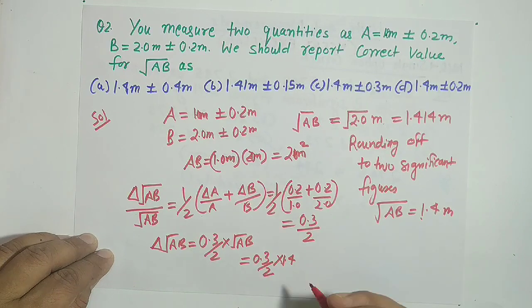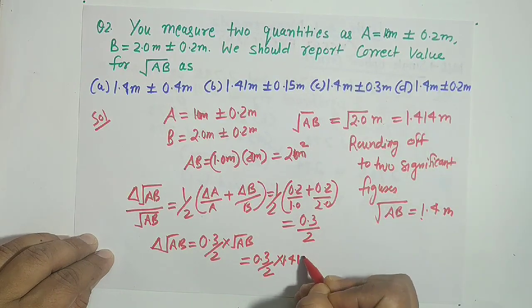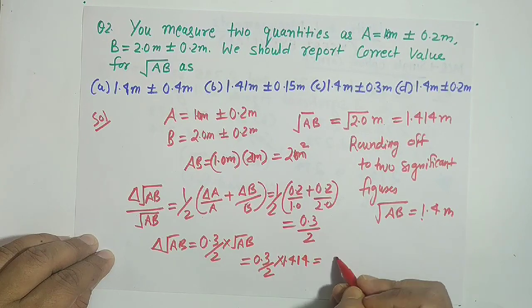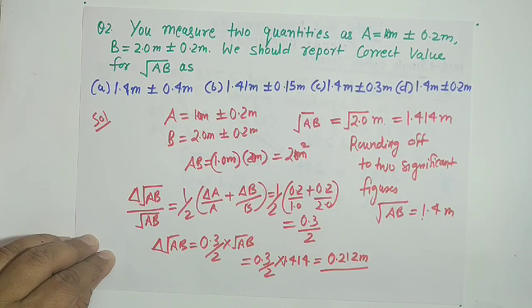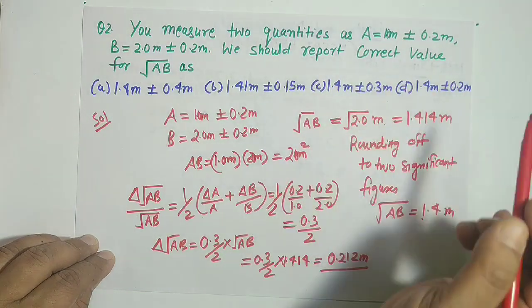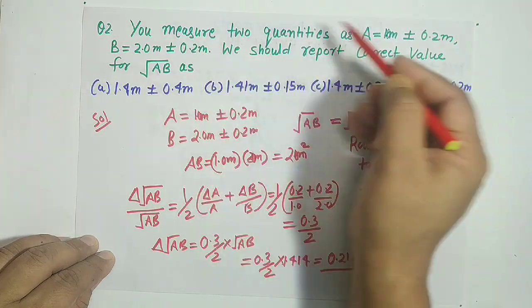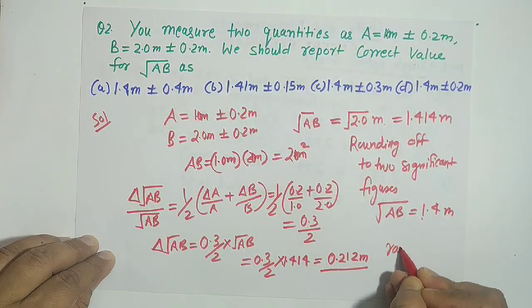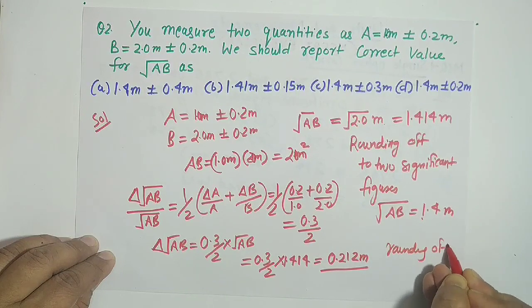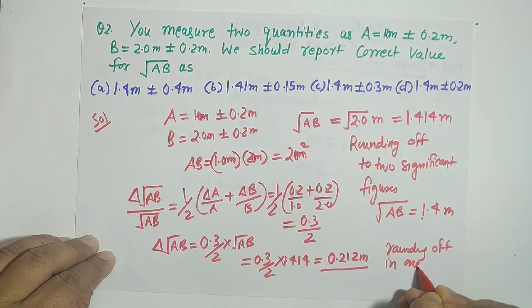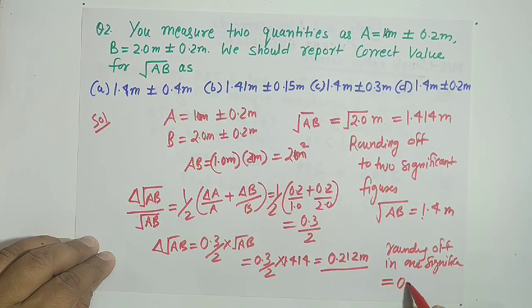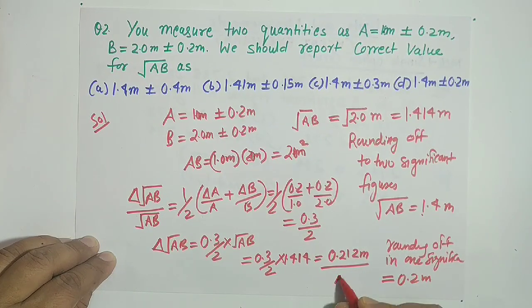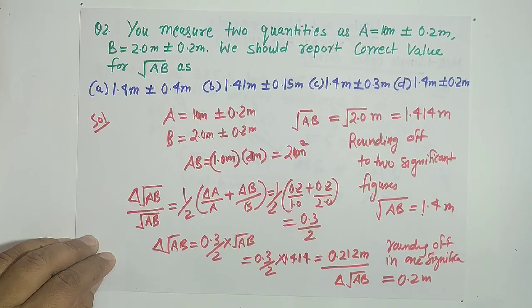If I put the complete value 1.414, then certainly it comes to 0.212, and again I will round it off to one significant figure because the error has only one. You see it, the error. So rounding off to one significant figure, got it or not? So what will be the answer? Tell me. The answer will be only 0.2 meter. So that means delta root AB is 0.2 meter. Are you getting it or not?